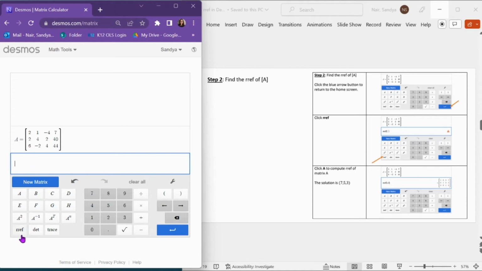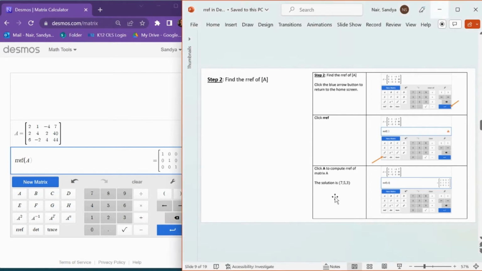And so we're going to tell it now to find reduced row echelon form. So we click this RREF in the bottom left corner, and then we're going to click A to tell it to calculate reduced row echelon form of matrix A. So you can see now it's calculated reduced row echelon form, and you can see that the last column tells me the values of x, y, and z. So we know that the solution to the system is going to be 7, 5, 3.